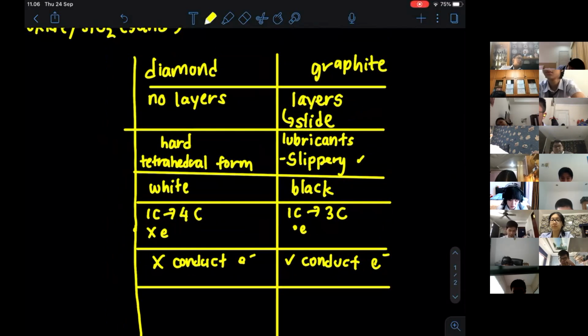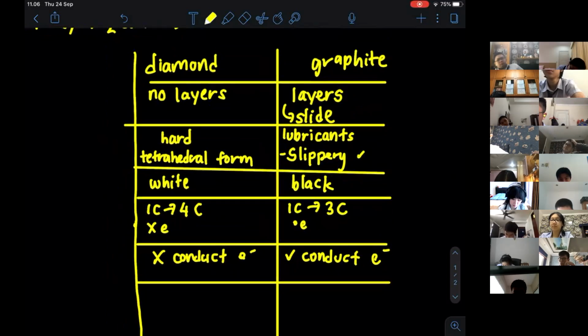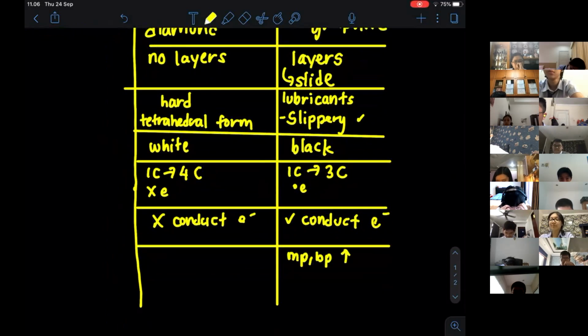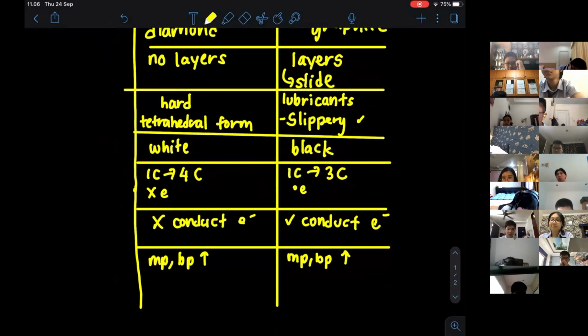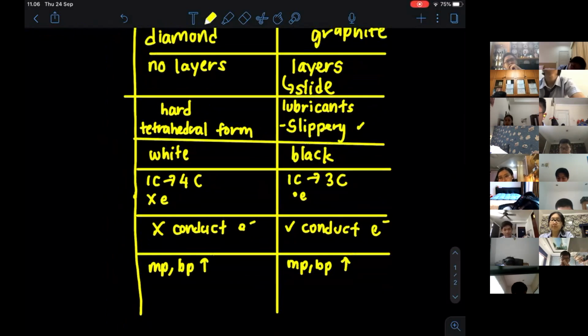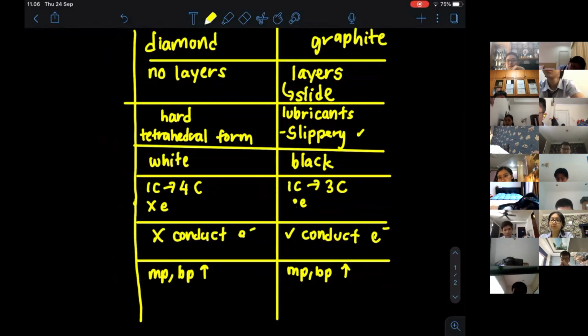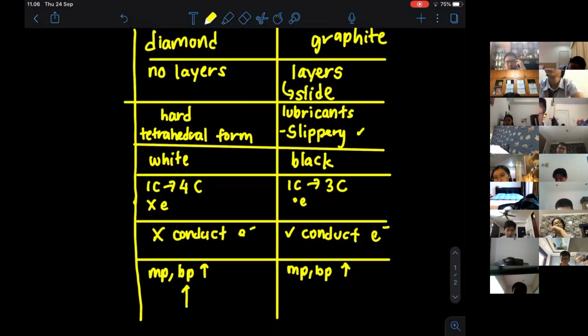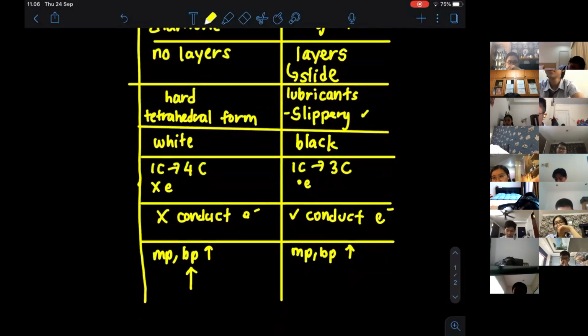Let's compare the boiling point and melting point. Both of them have a high melting point and boiling point. But which one is higher, diamond or graphite? Michael? Diamond. Okay, diamond is higher. Why is it lower for graphite?